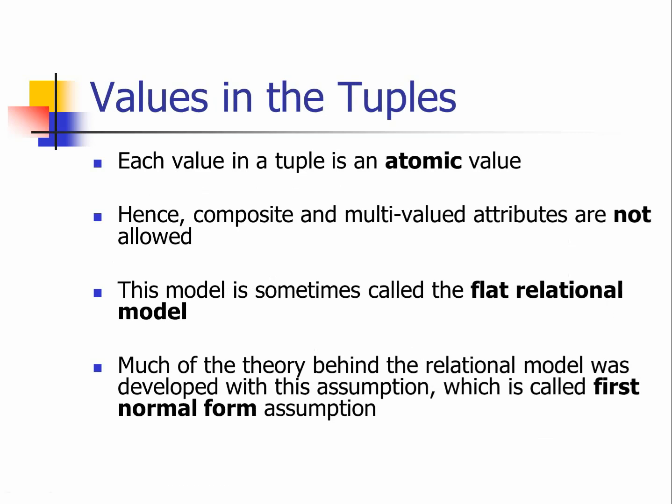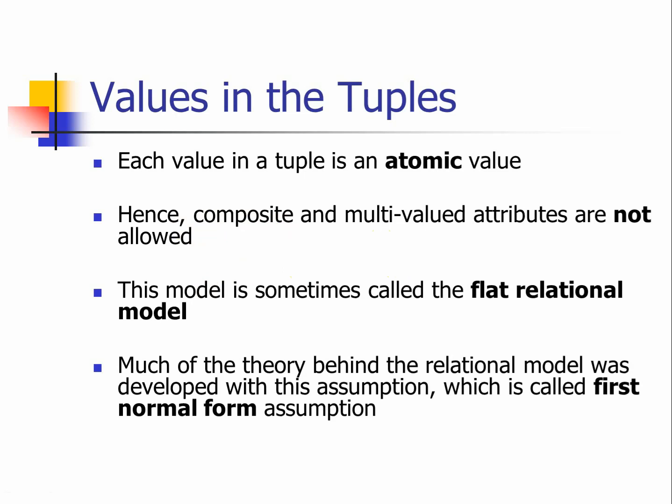Now, each value in the tuple has to be atomic value. Hence, composite and multi-value attributes are not allowed. When we see those things, we will need to make some modification. Composite is pretty straightforward because a composite attribute indicates that attribute is composed of several other attributes. So what we need to do is list those more detailed attributes to describe the composite attribute. So this is not going to be a difficult thing.